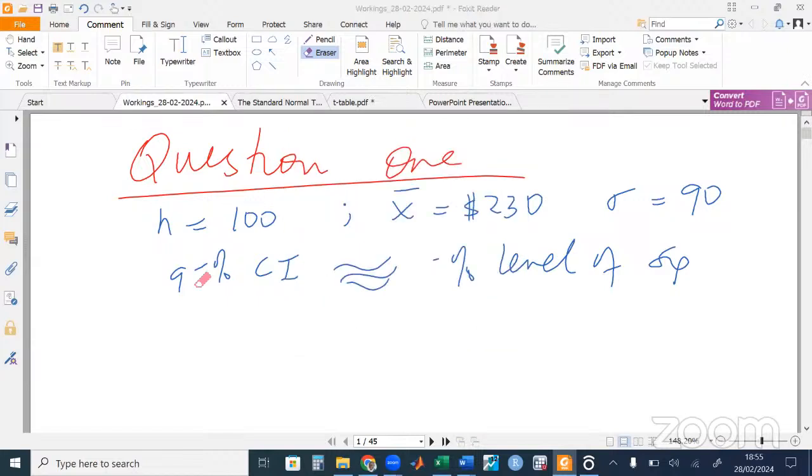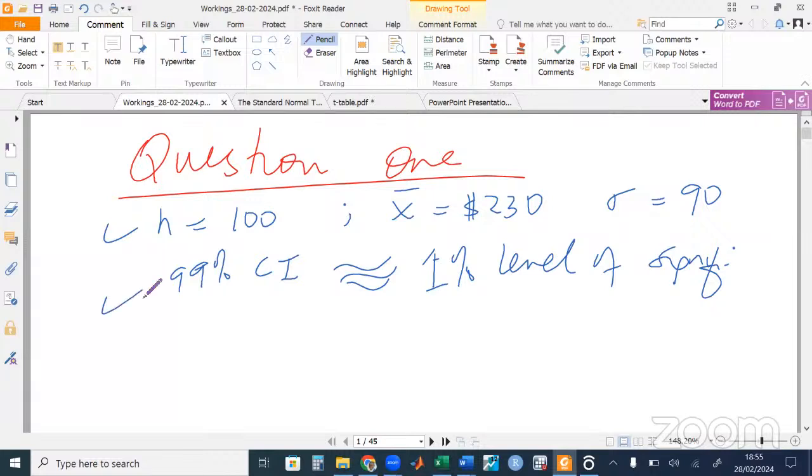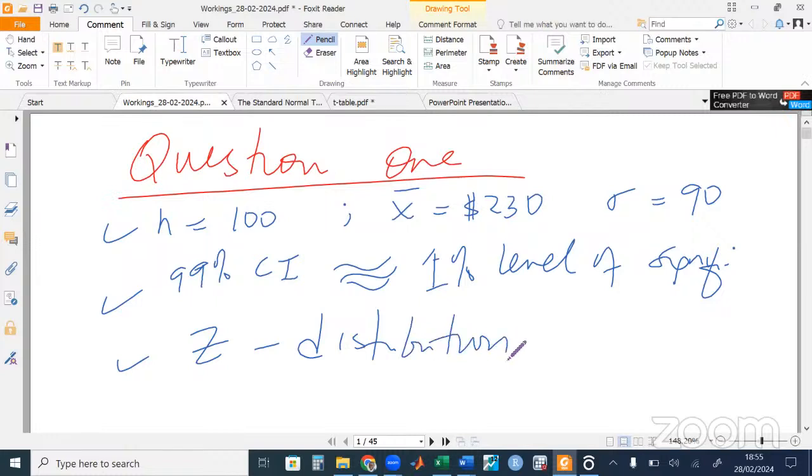Proceed. So this is 99%. Allow me to just correct this. We have 99 over there, which corresponds to a 1% level of significance. So that is one thing. The third thing is that we'll use a Z distribution based on the sample size being greater than 30.